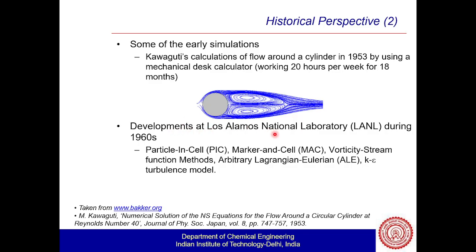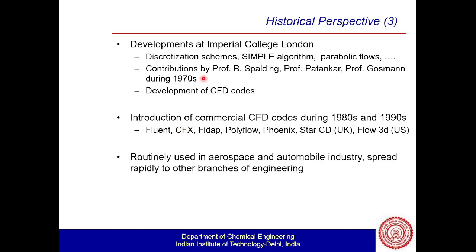The developments at the Los Alamos National Laboratory, these national laboratories present in the USA, played an important role in the development of CFD codes. Particularly the particle-in-cell method, the marker-and-cell approach, stream function methods which are used for fast Navier-Stokes solvers, the arbitrary Lagrangian-Eulerian (ALE) method, and the K-epsilon turbulence model. There were other turbulence models also developed at that point of time in the 1960s by various prominent scientists. And Imperial College, one of the temples of CFD.